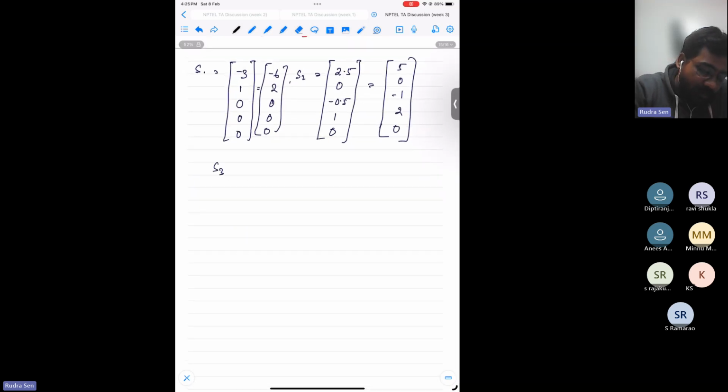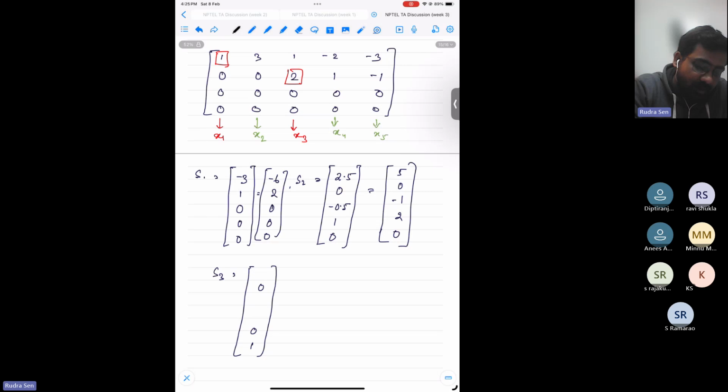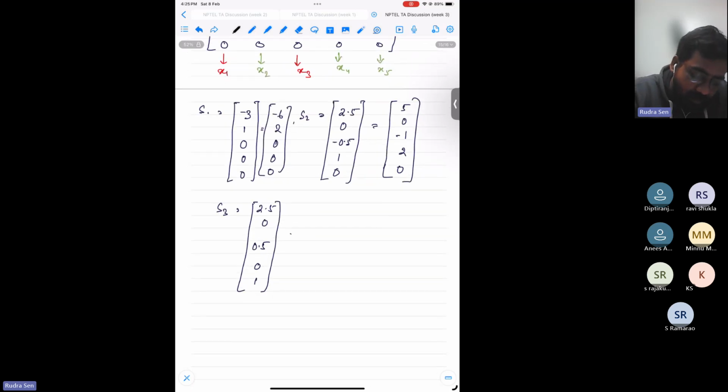And S3: x2 equals 0, x4 equals 0, x5 equals 1. Similarly, here this term is 1 and this term is 0. So x3 is 0.5, and if you go and check, x1 is 2.5 as well.